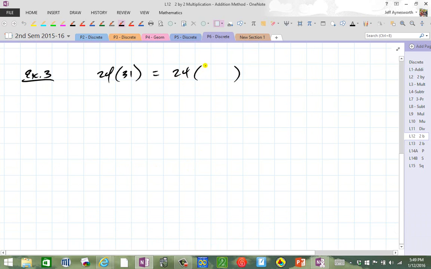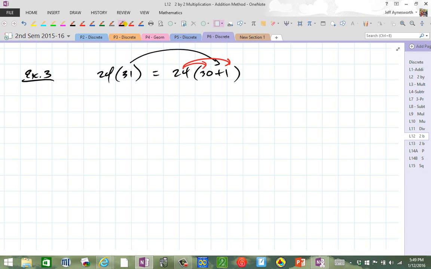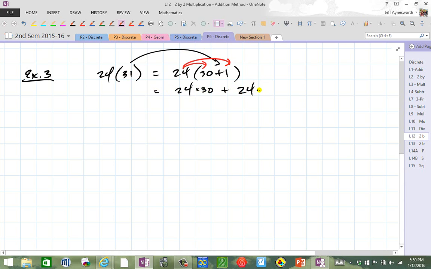So I'm going to multiply 24 times 30 plus 1. We're going to split the 31 up into two parts here using the place value. 3 tens is 30 plus the 1. All right, then what we're going to do is we're going to distribute. We're going to distribute here and we're going to distribute here. Easy, right? So what we do is we take 24 times 30, plus 24 times 1, which is obviously 24.